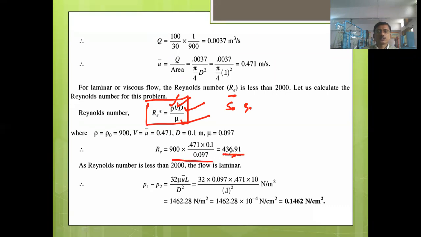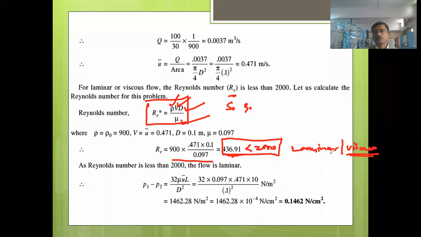So they have found here the Reynolds number as 436.91, and this Reynolds number is less than 2000, so we can say that the flow is laminar flow. Okay, or it is a viscous flow.